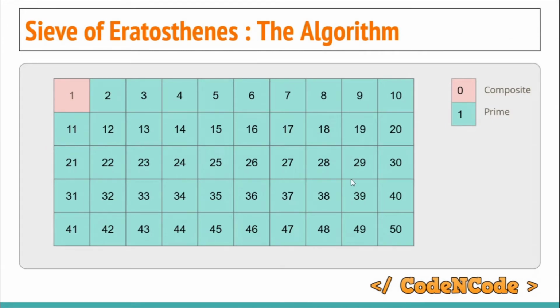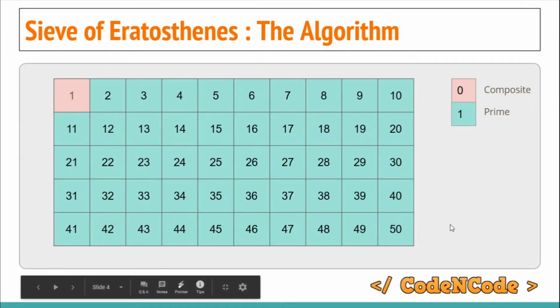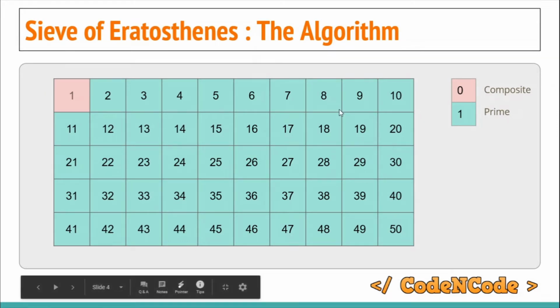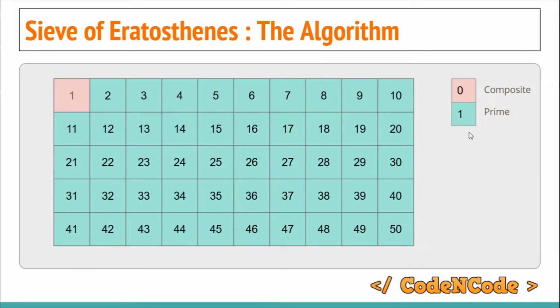Now we take an array of size n up to which we have to generate prime numbers. In this case n is 50. So we initialize all the elements of the array as 1, that is prime, and since 1 cannot be prime, we initialize the array at index 1 as 0, and the rest of the numbers as 1.